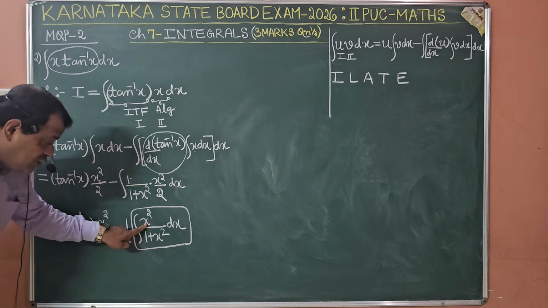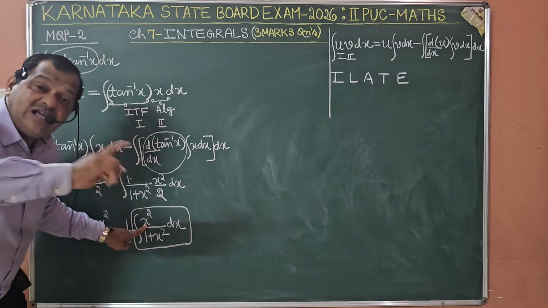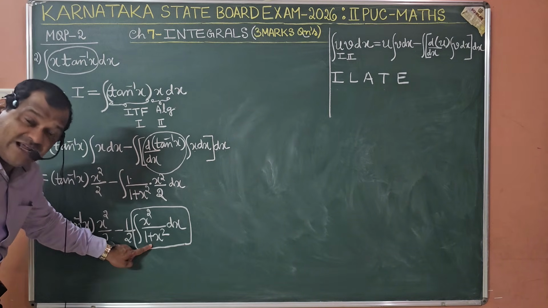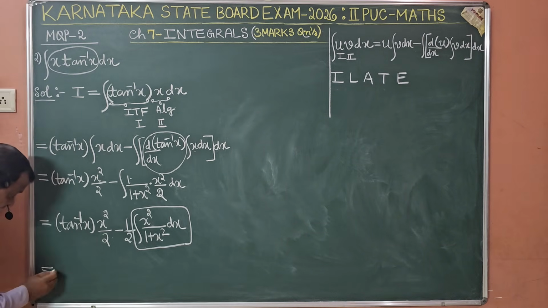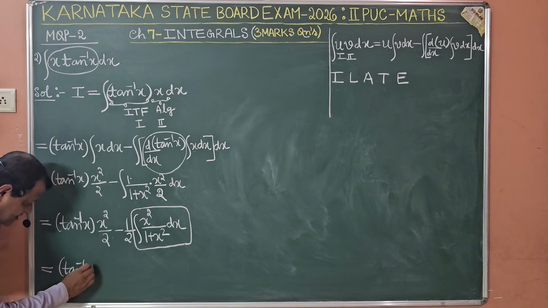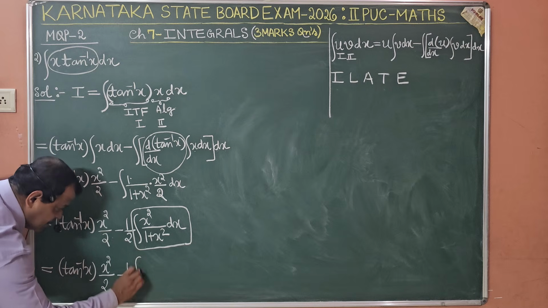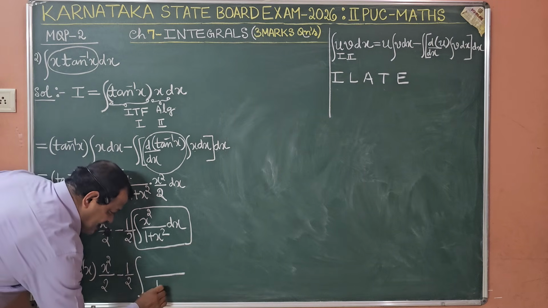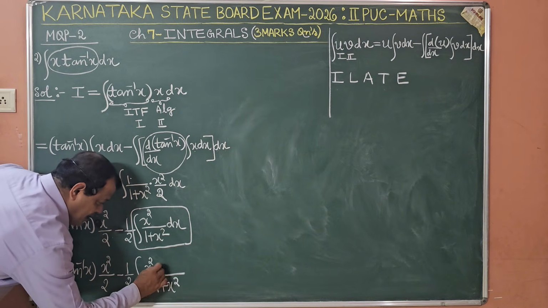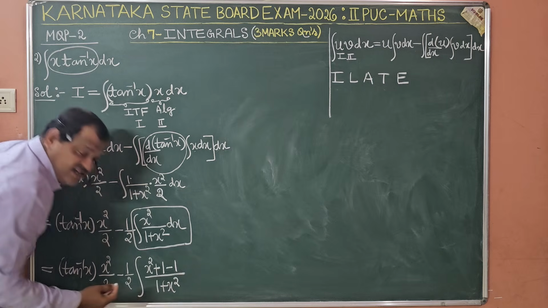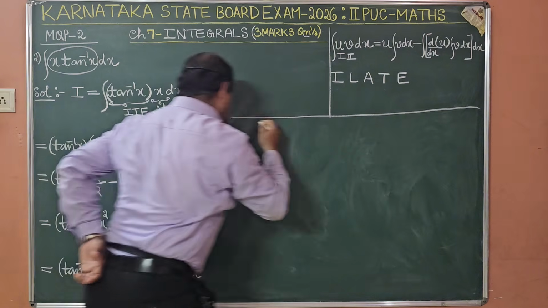1 plus x square. What is the numerator? Simply x square. So the numerator we also make x square plus 1, because the denominator there is 1 plus x square. Therefore, in the numerator we add 1 and subtract 1. I will continue. This step is the same: tan inverse x into x square by 2 minus half the integration of x square by the denominator, let it be 1 plus x square. The numerator is already x square, we will add 1 and subtract 1 in the numerator, with dx, and the remaining part I will continue over here.